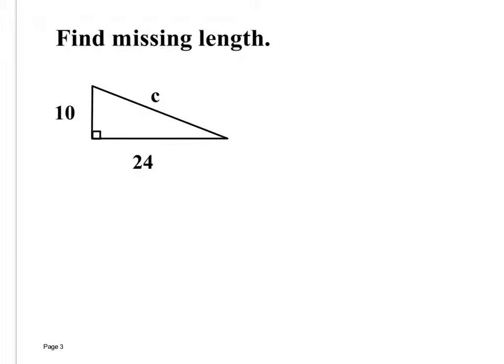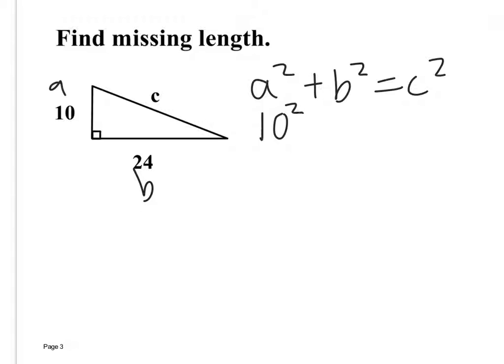Alright, write this down. So here they say find this length. They give you 10 and 24 for A and for B. We need to find out what C is. So A squared plus B squared equals C squared. Label them, write the theorem, and then plug in your numbers. A is 10, B is 24, C is the one we're trying to find.